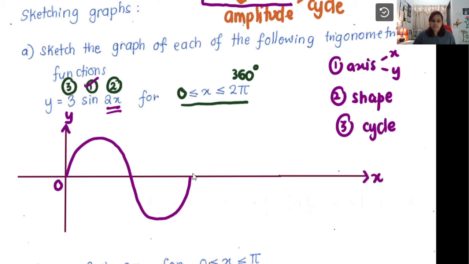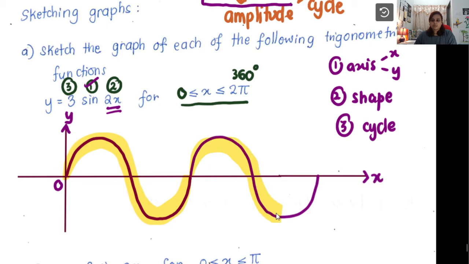Okay, this is one cycle. Now I'm going to draw 2 cycles. One more cycle. Follow the shape. So one cycle, 2 cycles, done. I hope you guys are doing it together. Okay, 2 cycles done. Step 3 done. Okay, last step, the fourth one. Draw the amplitude.